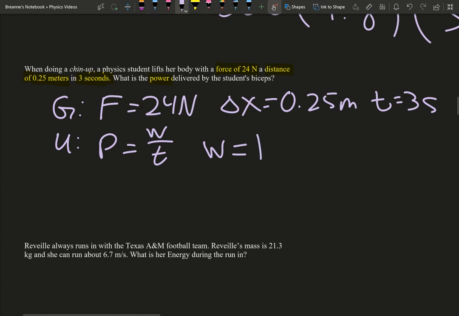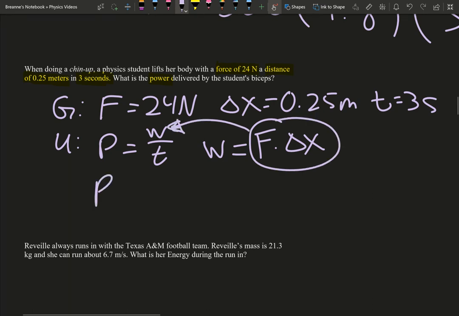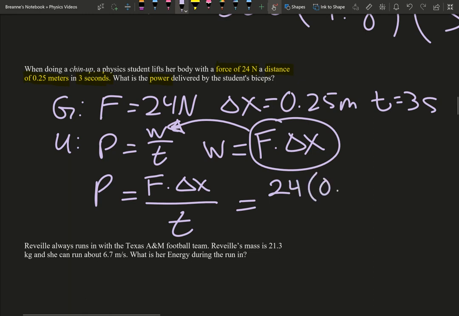So W equals our force times our displacement. So basically all you're doing is substituting, plugging that in there. So your power equals force times your displacement divided by time. And you can just plug in what you got. Your force is 24, your displacement is 0.25, and your time is 3. Plug that into your handy dandy little calculator, and you should get your answer to be 2 watts. Think about light bulbs. 2 watts. There we go.